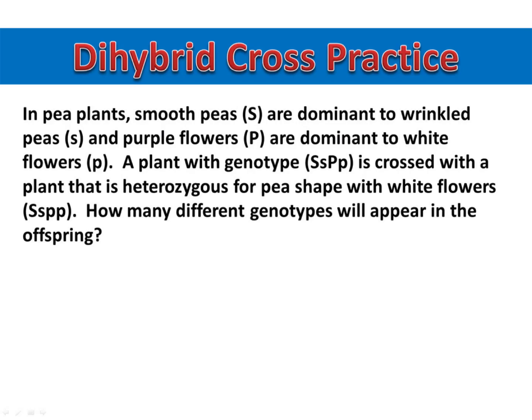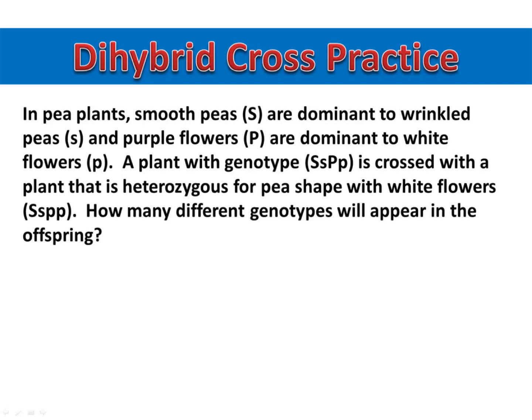In pea plants, smooth peas, big S, are dominant to wrinkled peas, little s, and purple flowers, big P, are dominant to white flowers, little p. A plant with genotype big S, little s, big P, little p, is crossed with a plant that is heterozygous for pea shape with white flowers, big S, little s, little p, little p. How many different genotypes will appear in the offspring?